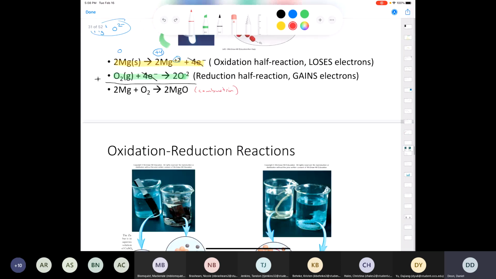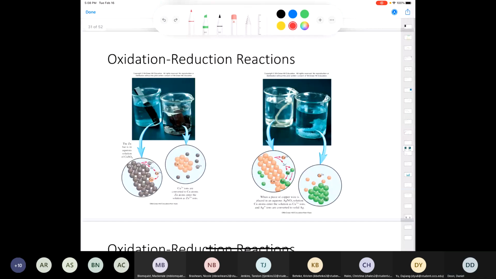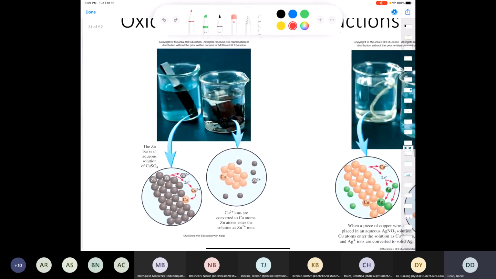Now, if you need to look at some other examples, this is another example of an oxidation-reduction reaction. It might be a little bit difficult, but I'll try to blow it up here. So let's see what's happening. It says the zinc bar, which is nothing more than a pure bar of zinc, a solid, is in an aqueous solution of copper 2 sulfate. So what is happening here?